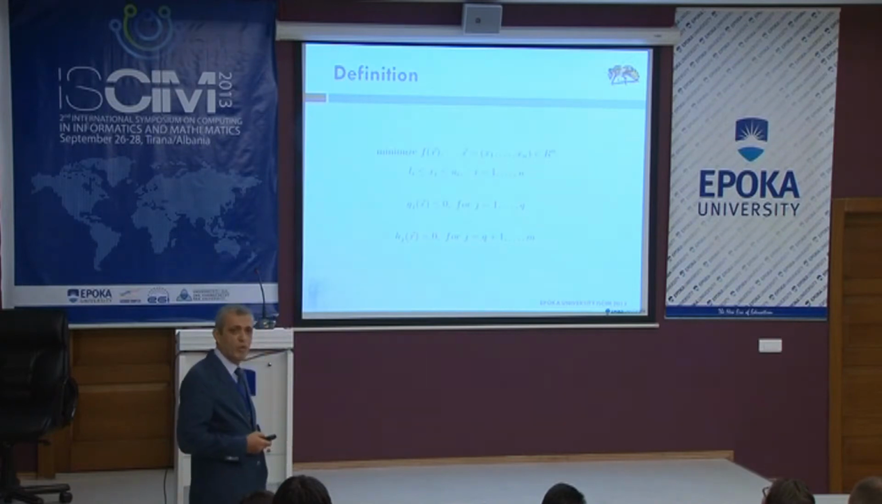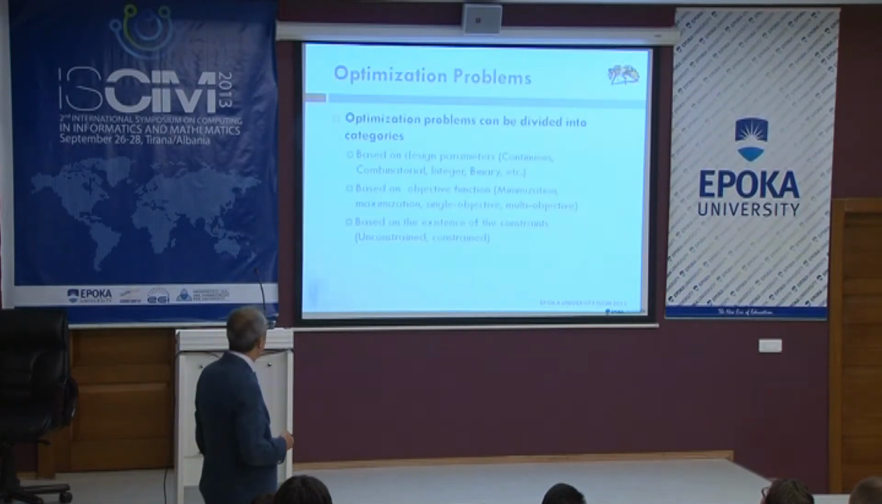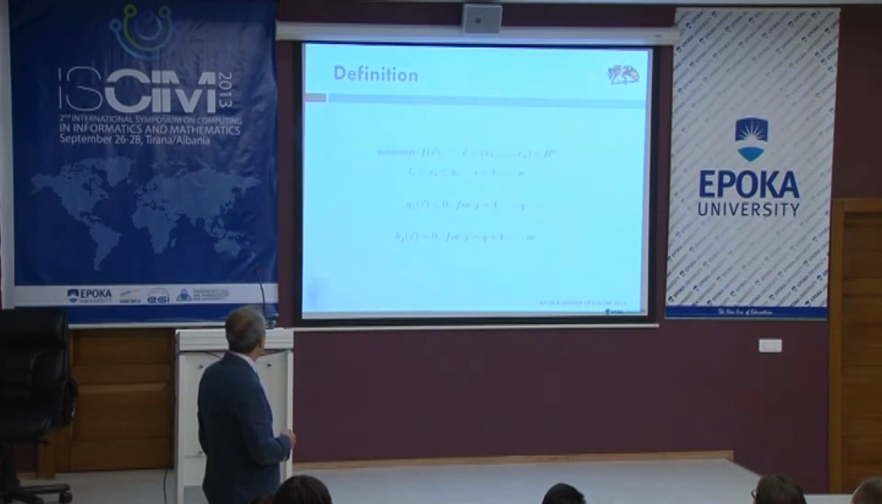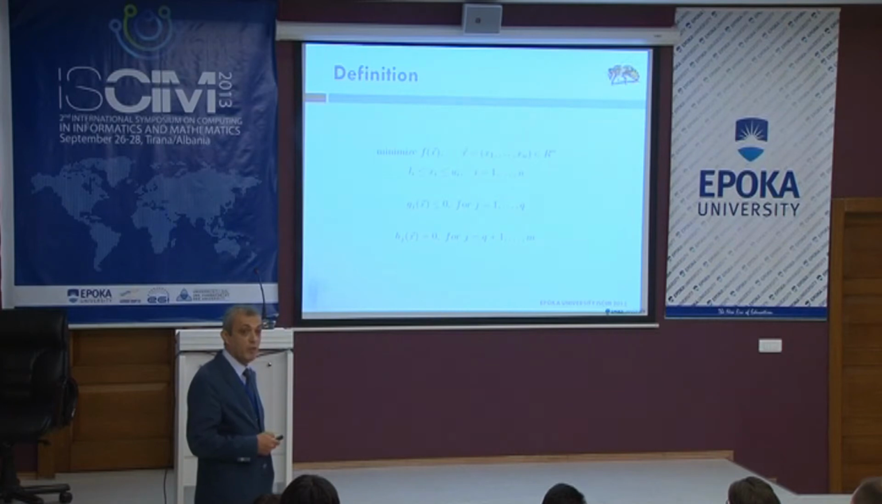Definition. In mathematical terms, for numerical optimization problems, this is the general definition. There is an objective function. Sometimes we try to minimize this objective function. The function is described using optimization parameters, sometimes called design parameters. And there are, of course, lower and upper bounds for the design parameters. And sometimes there could be some other functions, constraint functions. For example, G is the inequality constraint function, and H is the equality constraint function.